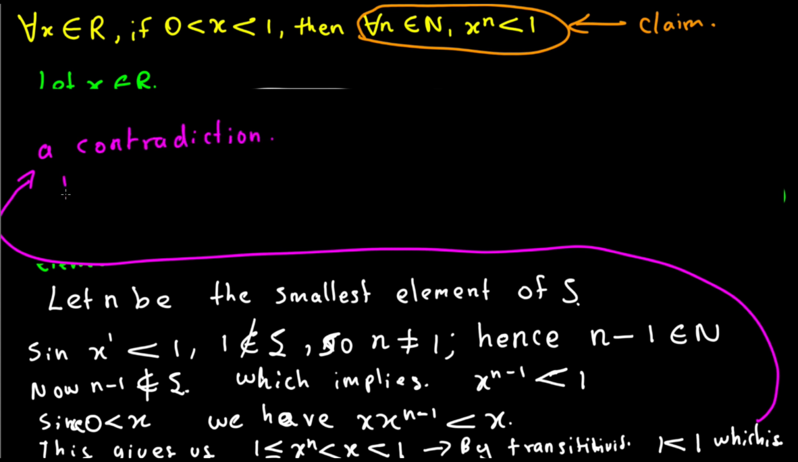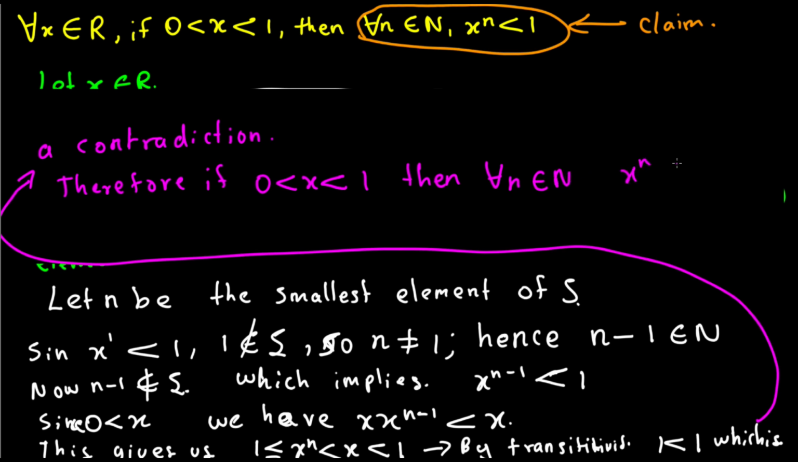Therefore we can say, if 0 is less than x and less than 1, then for all n belongs to the natural numbers, x power n is less than 1. Okay, that's our final statement, and that is our proposition. We proved that one is correct.